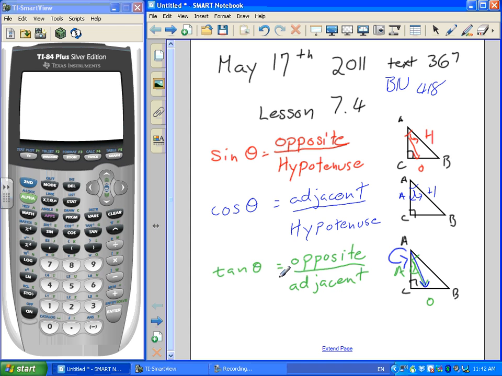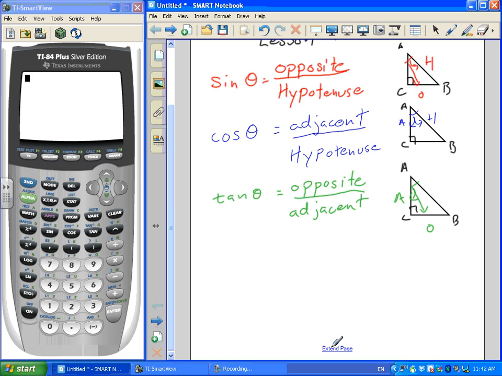Does anybody have any questions about that to start? We'll go into examples on how to do sine and cosine, and maybe even we'll throw a tan question in there. Are you okay with that? Okay, let's actually deal with the question now.